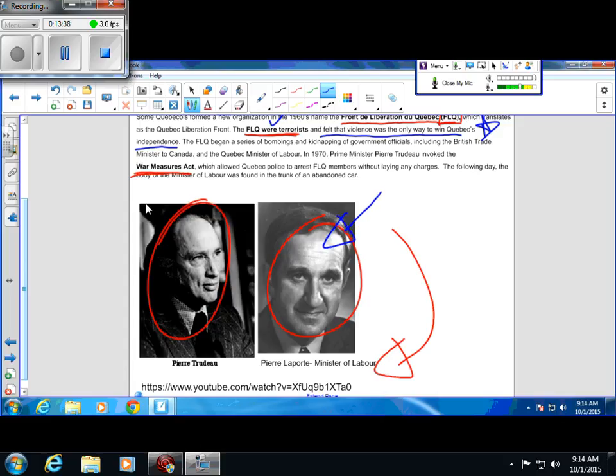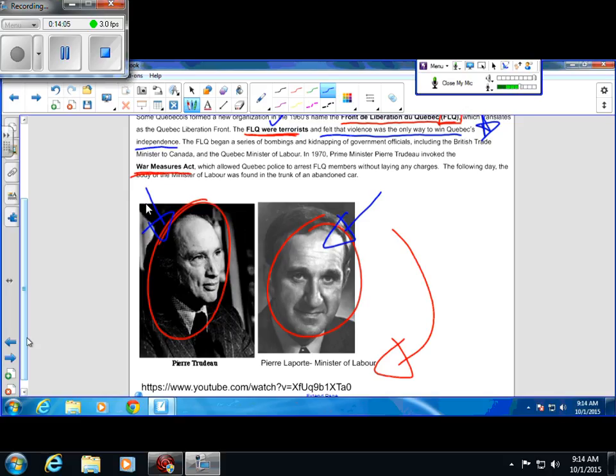So as you recall, our Prime Minister during this time period, Pierre Elliott Trudeau, invoked the War Measures Act, which allowed Quebec police to arrest FLQ members without laying any charges. They can just detain people, arrest people.